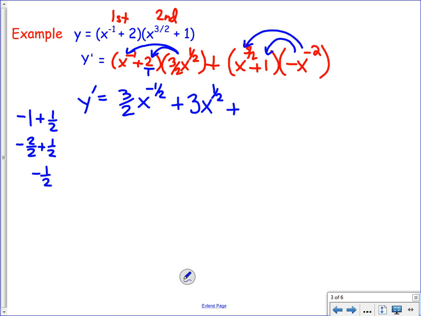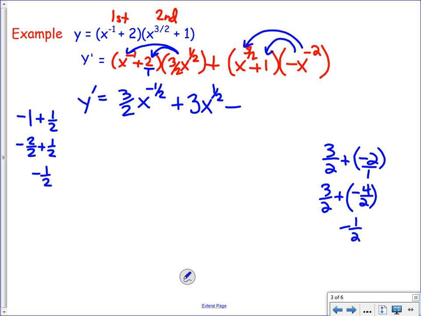So we have negative. This will be a negative because we have a negative times a positive. And then we're going to add our exponents. So we have 3/2 plus negative 2, which would be like negative 2 over 1. And then we need a common denominator. So we'll make this negative 4 over 2. And then add your numerators, and you'll get negative 1 over 2, or negative 1/2. Okay, so this will become minus x to the negative 1/2. And then distribute or multiply times the 1, so we'll just get minus x to the negative 2.